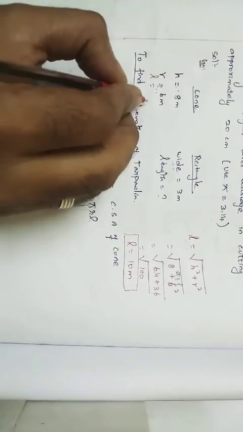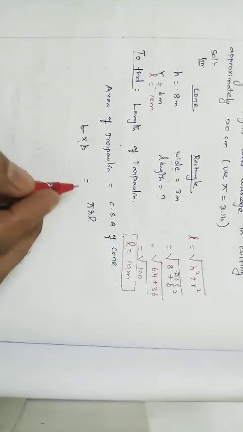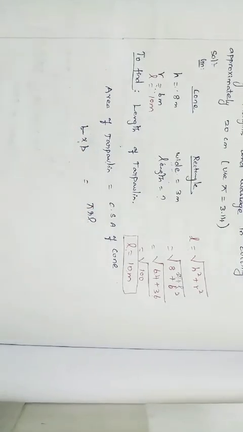L is nothing but slant height. Slant height of the cone is equal to 10 meter, right? L is equal to slant height. Slant height is nothing but 10 meter, right? So now we know all the values, substitute and simplify, we'll get the answer, right?